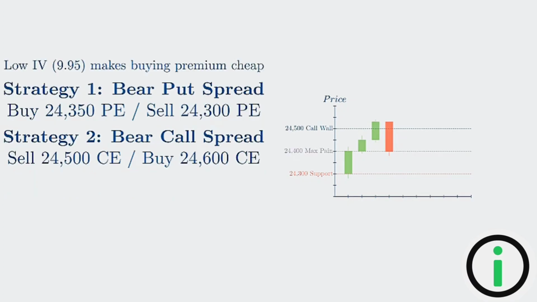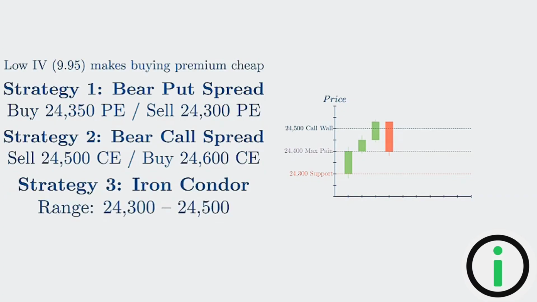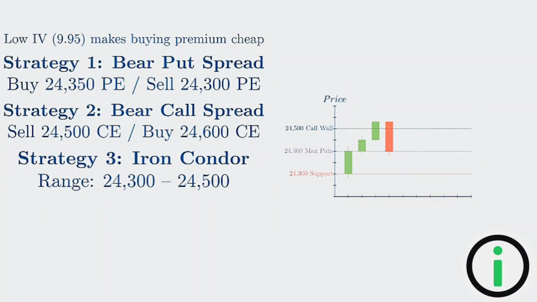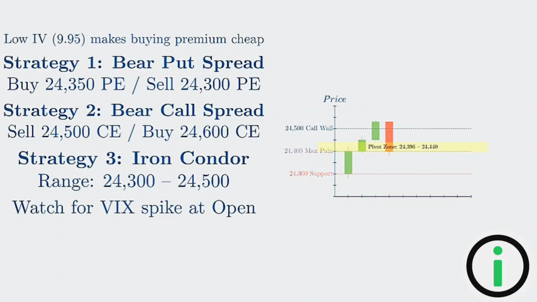If the first hour of trading shows no clear directional break and the price stays near the 24,400 max pain level, a tight iron condor between 24,300 and 24,500 could suit a range-bound view. This is ideal for a choppy to soft session where the low VIX prevents a runaway trend. In conclusion, maintain a cautious bias, keep an eye on the 24,400 pivot, and watch for a potential VIX spike at the open to confirm any bearish continuation.